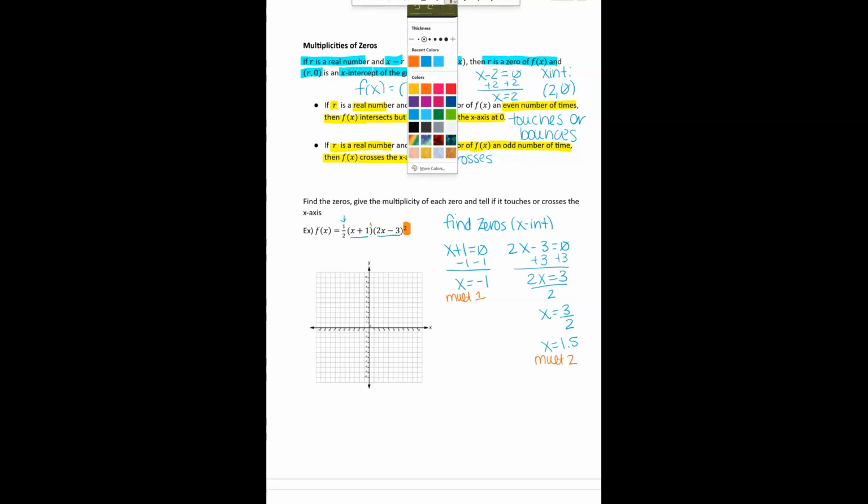Okay, so now we know their multiplicity. Now I want you to tell me, please, this is multiplicity of 1. Does it cross or does it touch? It's odd so it crosses. This one has multiplicity of 2, so it touches. Okay, so let's look at x equals -1 and at x equals 1.5. Somewhere right in here, how about that?